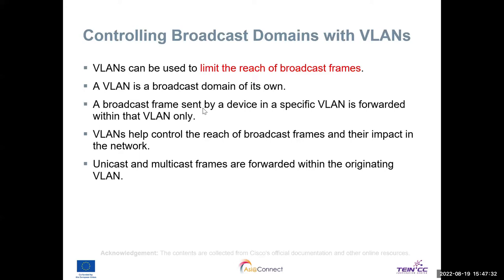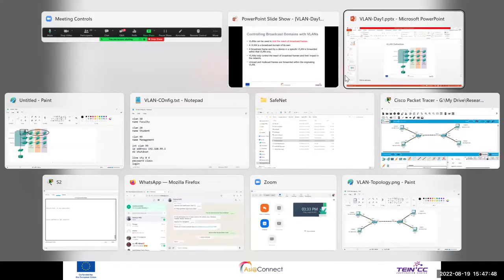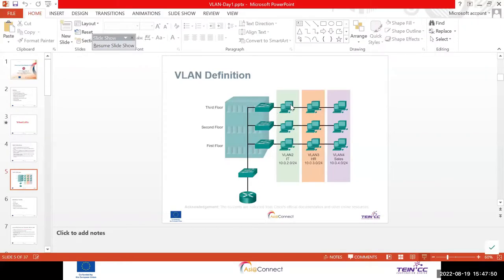So this is a VLAN. How can we divide the broadcast domain? If we have VLANs, it will divide the broadcast domain. So how is it done? You see this one. When someone broadcasts, it will not go to the other PCs in the same LAN.